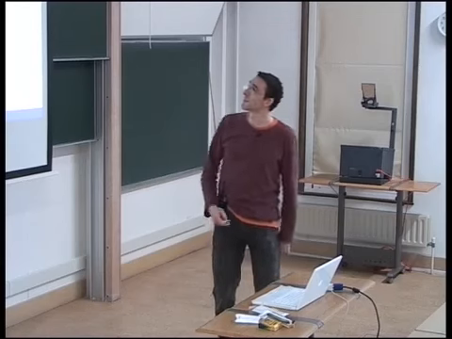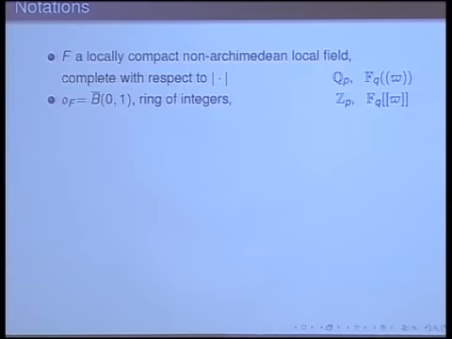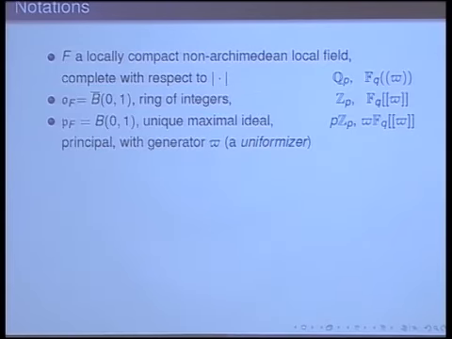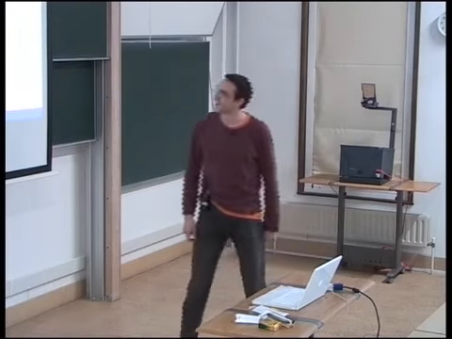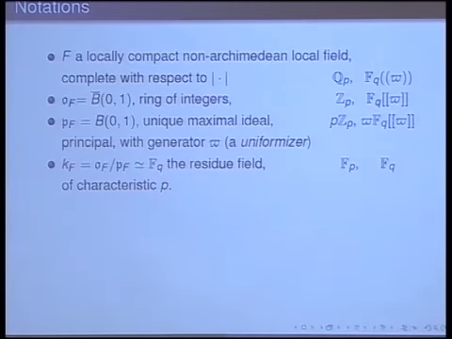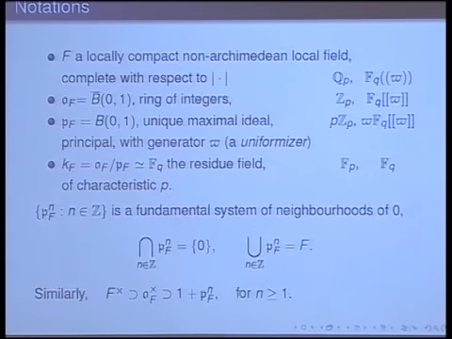And then associated to that, we have all the usual notations. So the ring of integers, which is the closed ball of radius 1. So it's the p-adic integers. This has a unique maximal ideal, which is the open ball of radius 1 around 0, which has a generator, which is called a uniformizer, which I'll use a variant of pi for. Then the quotient, the residue field, is some finite field of some positive characteristic p, which is called the residue characteristic.